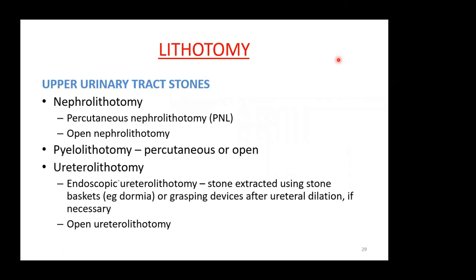You also have pyelolithotomy. If you have a stone in the pelvis, you can use the percutaneous route, or you can do open surgery. We also have ureterolithotomy, and in this one, you want to remove the stone from the ureter, so you can either do endoscopic ureterolithotomy, or you can do the open method. And for endoscopic, you go through the urethra, enter the bladder, enter the ureteric orifices, go up the ureter and pick the stone.